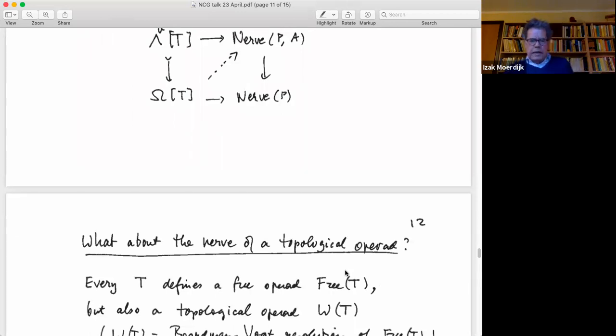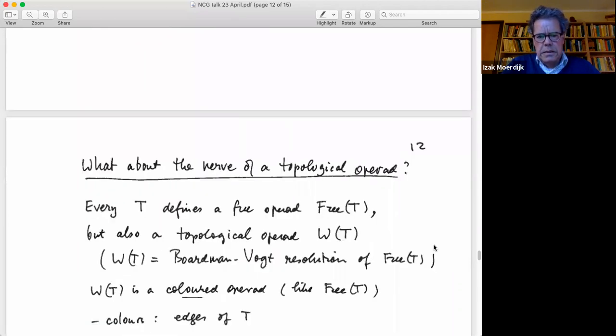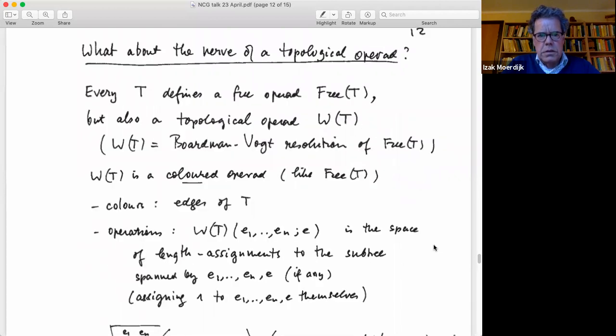But before that, I want to say something, because I started out by saying that dendroidal sets model topological operads, but so far we've only talked about discrete operads, set operads. So what do we do with topological operads? And how do I get something set-like out of a topological operad? So this is what I would like to explain. And it goes as follows.